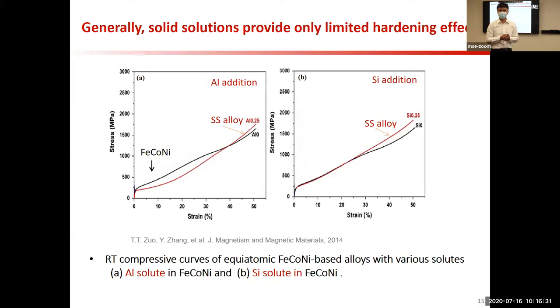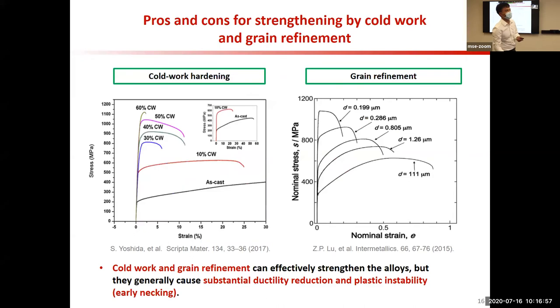So people try to use a lot of different kinds of strengthening methods to increase the yield strengths of this type of material, and also in the meantime, want to make full use of this large tensile ductility. So people try to use the solid solution to strengthen this material, but unfortunately, solid solution provides only very limited strengthening effect. And also people try to use the cold working hardening and also the grain refinement to increase the yield stresses.